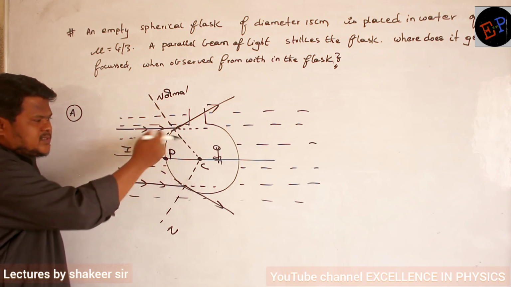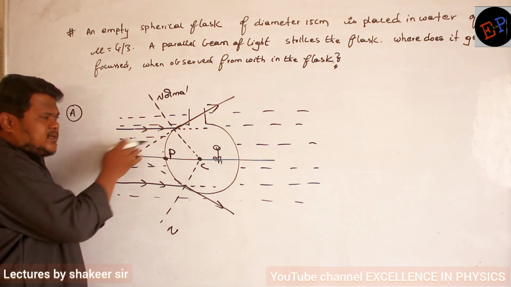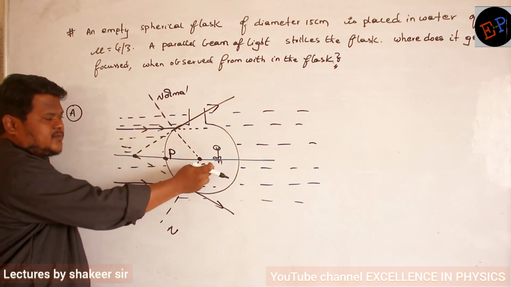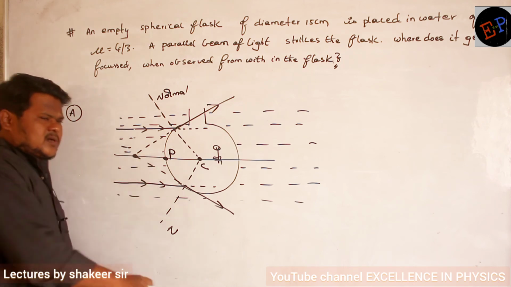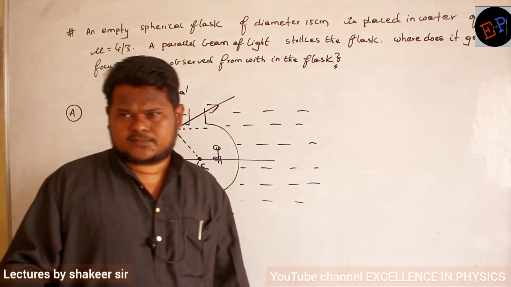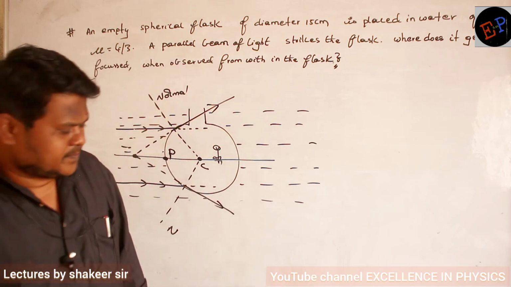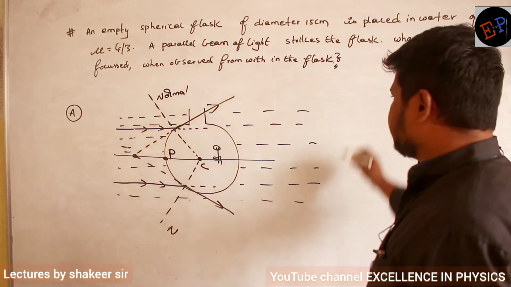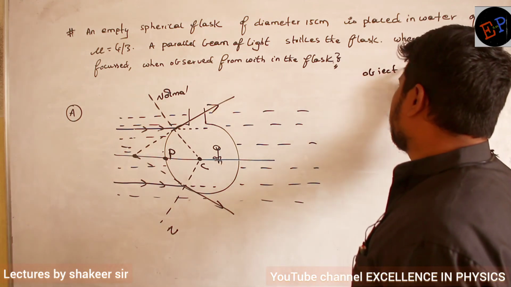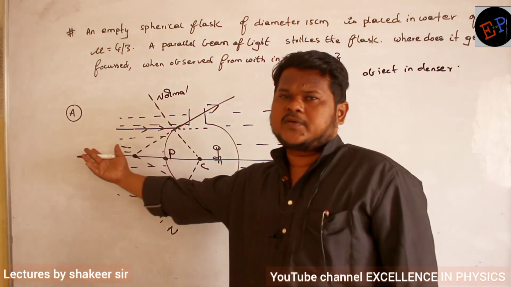Now is this a convex surface or a concave surface? Convex surface. If I look from here, this is a convex surface. If I look from here, this is a concave surface. Whether it is convex or concave, we have only one formula. For both of them we use the same formula, so no problem. So therefore object is present where? Rarer medium or denser medium? Object in denser medium. It is present in water. Light is coming from water.